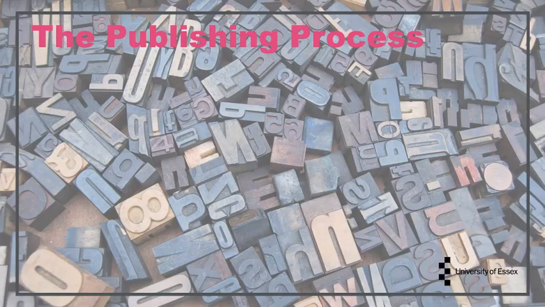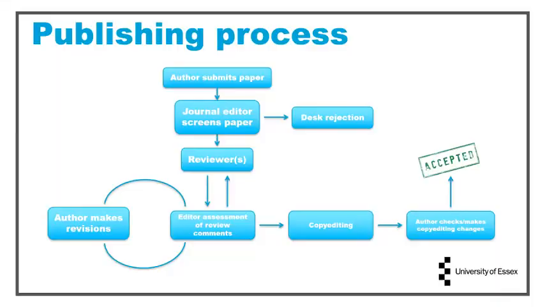Now let's briefly explore the publishing process for the Essex Student Journal. On the slide, you can see a visual representation of the Essex Student Journal's publishing process. The first step of the process is for the author to submit their paper. The editor then screens the paper. If the editor thinks the paper isn't suitable for the Essex Student Journal, it may be rejected straight away in what is known as a desk rejection.